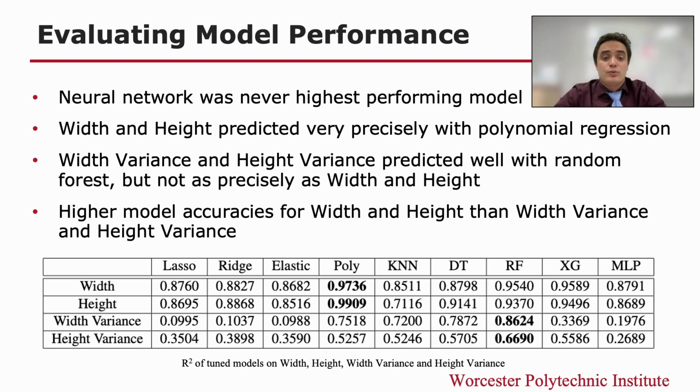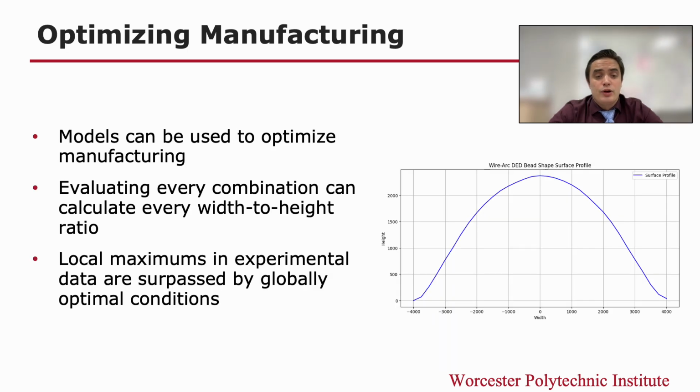Random forest performed the best for width variance with an R-squared of 0.86 and height variance with an R-squared of 0.67. With such a high-performing model on a dataset specifically designed to encompass the entire parameter space, we can confidently use this model to predict the bead shape of every parameter combination on these materials. For example, the maximum width-to-height ratio on our experimental data was 4.54. However, using a trained model to search for optimal conditions, we hypothesized that using a slightly different set of parameters will result in a larger ratio. As a result, we can exceed the local maximum in the data with a globally optimal set of parameters.